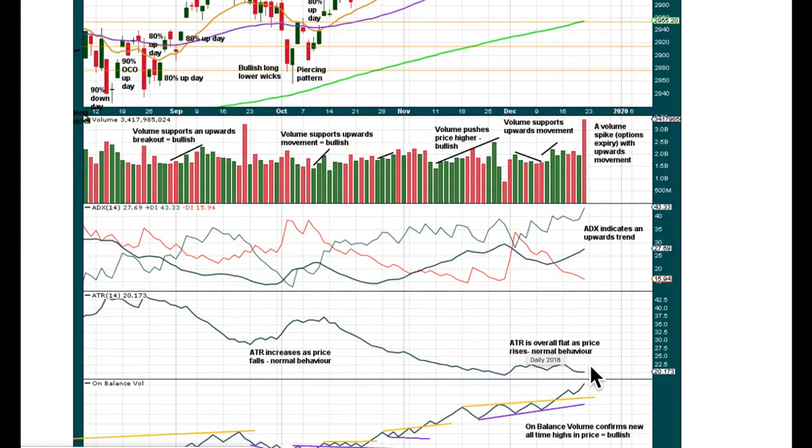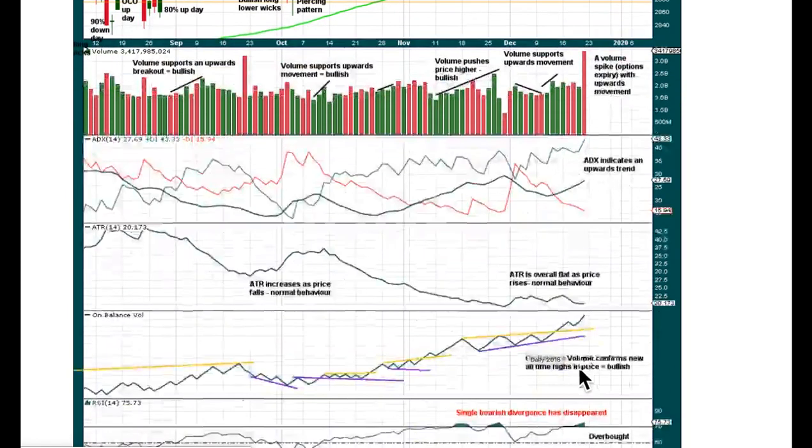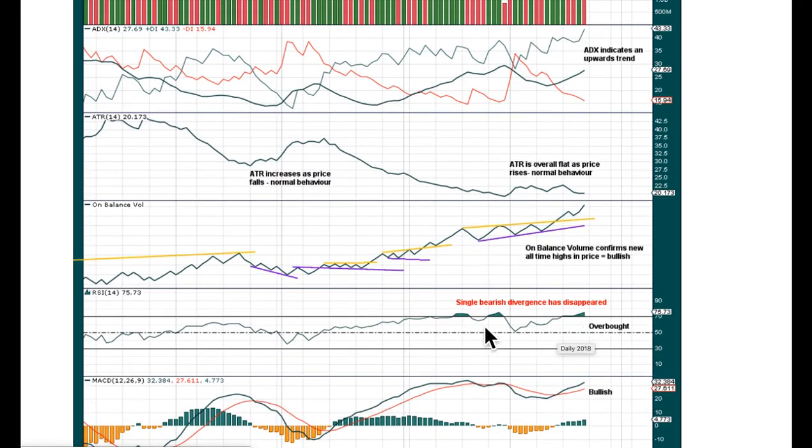ATR is overall flat to declining as price rises, normal behaviour for this market. On balance volume confirms new all-time highs from price. RSI at this daily chart level had bearish divergence that has now just simply disappeared. RSI is overbought. That is a warning that market conditions are becoming extreme. Heed the warning by paying more careful attention to risk management at this time, but it does not mean upward movement must end here. What it does mean is conditions are becoming extreme and a pullback or consolidation is getting closer, but not that it is here now.